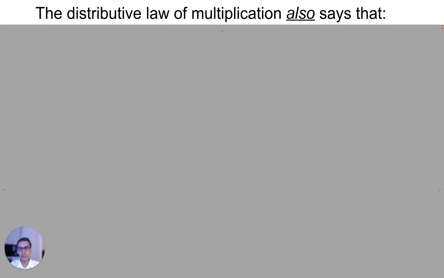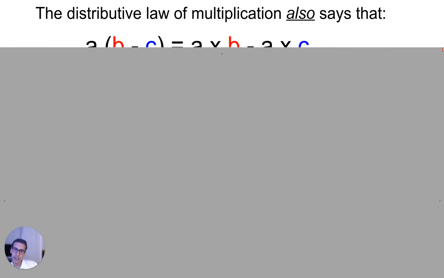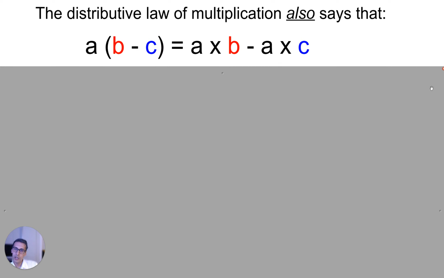Okay, we're going to continue with the distributive law of multiplication, and there's an extra thing you need to know here. It's just a very subtle change. What do you notice that's different compared to the previous example? I hope you've spotted that it is the fact that we've got a negative sign here.